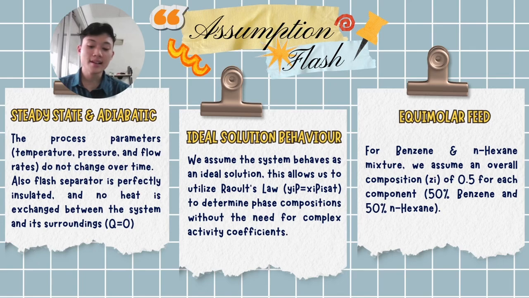Second, it is in ideal solution behavior. So, we assume that the system behaves as an ideal solution, and this allows us to utilize Raoult's law and also to determine the phase composition without the need for complex activity coefficients. And lastly, it is an equimolar feed for the benzene and n-Hexane mixture. We assume an overall composition of 0.5 for each component, which is 50% for benzene and 50% for n-Hexane.